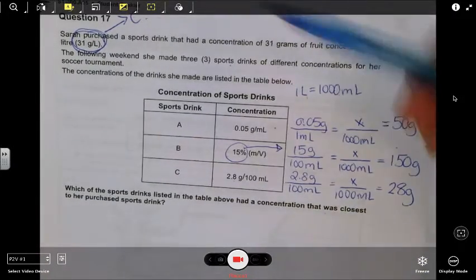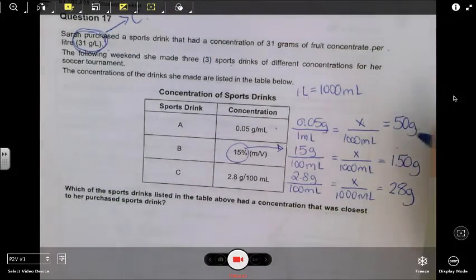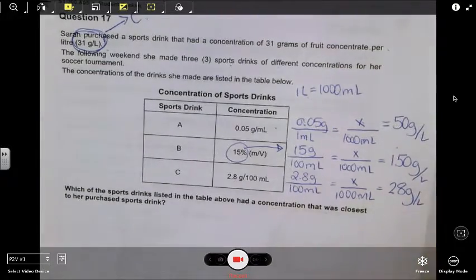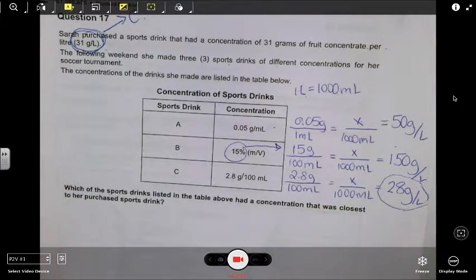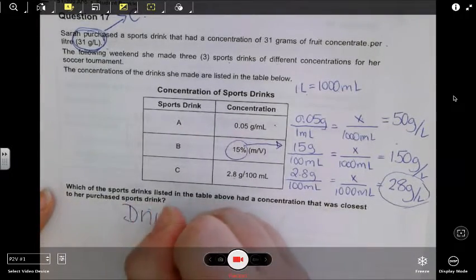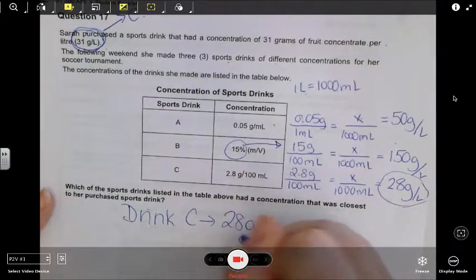So the purchased one was 31 grams per liter. We have 50 grams per liter. Here, I'll put them over a liter here. 150 grams per liter or 28 grams per liter. So your answer here should be pretty clear that out of those options, 28 is the closest to 31. So your answer would be drink C with 28 grams per liter.